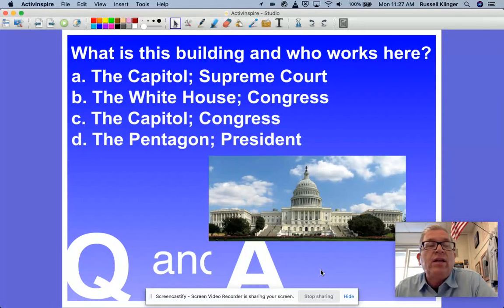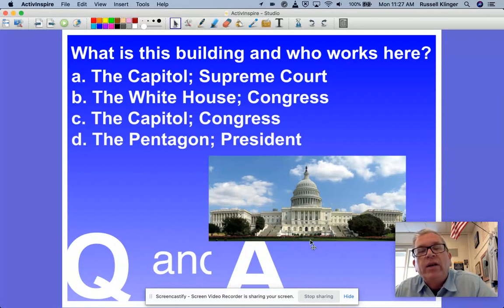If you're looking at this and saying, "Mr. Klinger, that's way too easy," that's good. This building should be very recognizable to you because it's C. It's the Capitol in Washington, D.C. It's what we call Congress, okay? And this is actually where, when a president is sworn into office, it occurs at the steps, down here at the bottom of Congress.